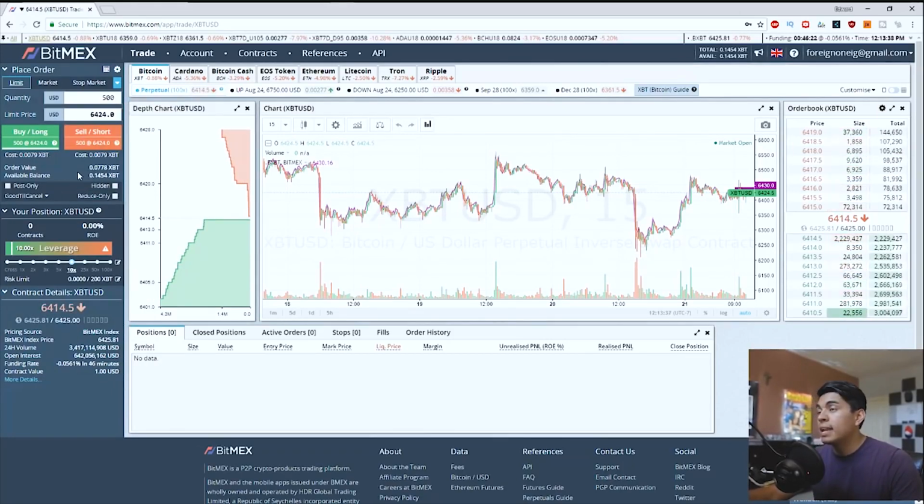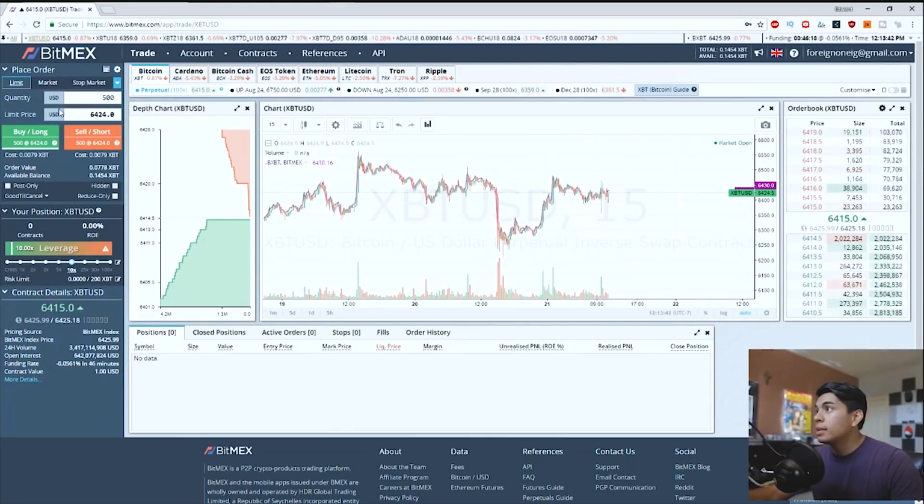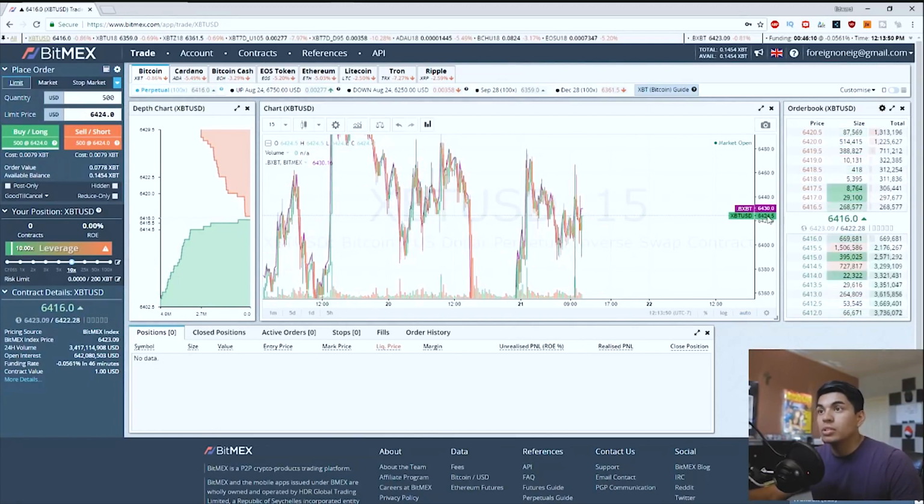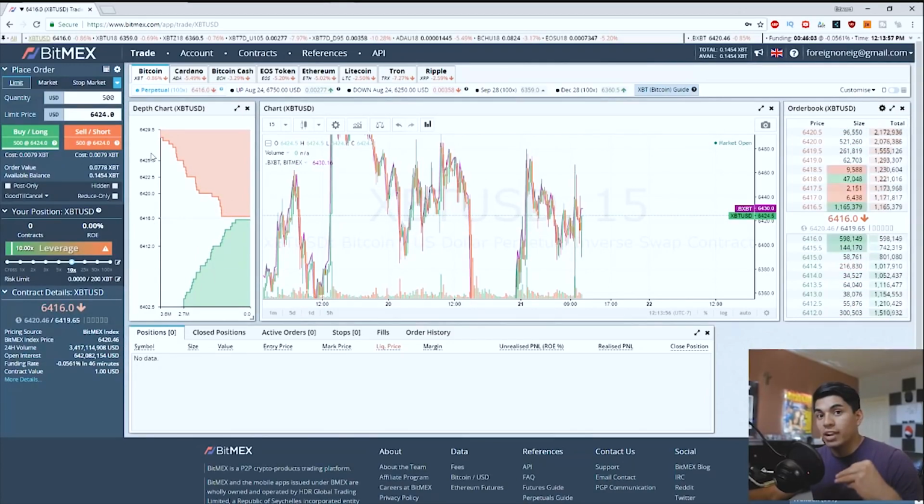I'm thinking that it's going to go up. My limit price is going to be 6,424, meaning that the moment it crosses 6,424 here, the little green tab, that's the moment it'll actually end up going through. My order will actually be active.